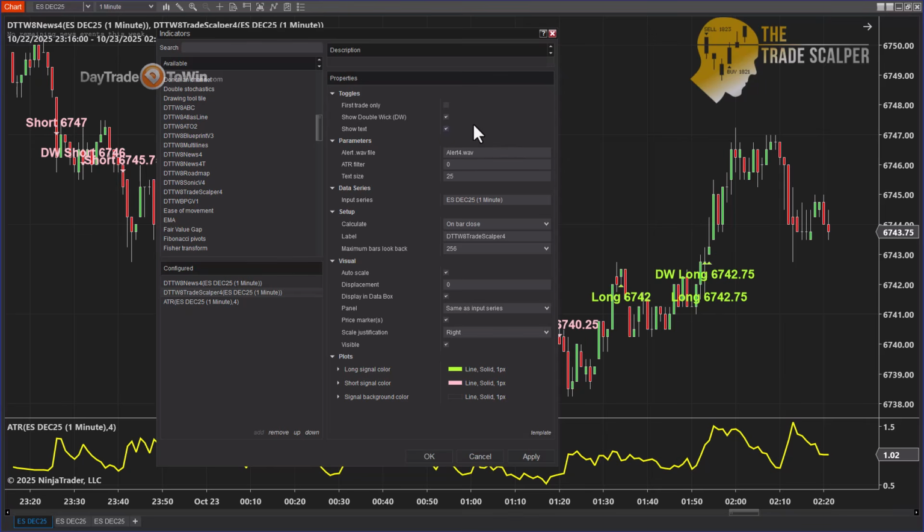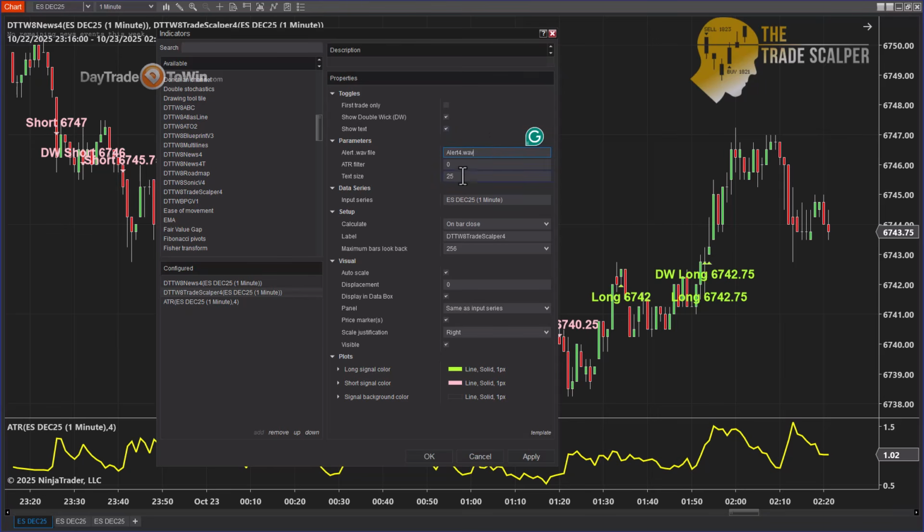Now, I like to see all the signals, so I have this box unchecked. I also want to see the double wick signal, so that's why I leave this checked. As you can see, it's defaulted when you first install it. This is the way it should be. There's a sound file. It's a doorbell sound. It's included with NinjaTrader, and alert4.wav is the file name NinjaTrader provides for that doorbell sound. You don't have to change anything, just leave it defaulted as is.